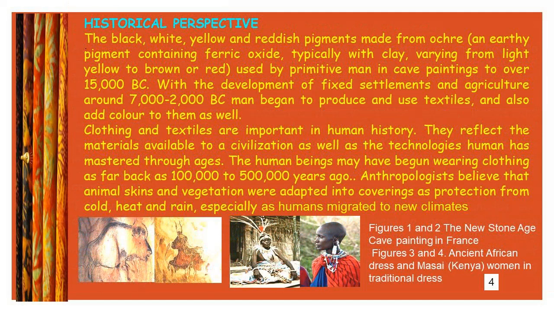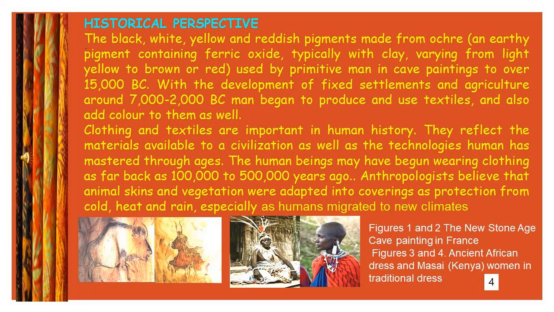Historical perspective. The black, white, yellow and reddish pigments made from ochre, an earthy pigment containing ferric oxide, typically with clay, varying from light yellow to brown or red, were used by primitive men in cave painting over 15,000 BC. With the development of fixed settlements and agriculture around 7,000 to 2000 BC, man began to produce and use textiles and also add color to them as well.